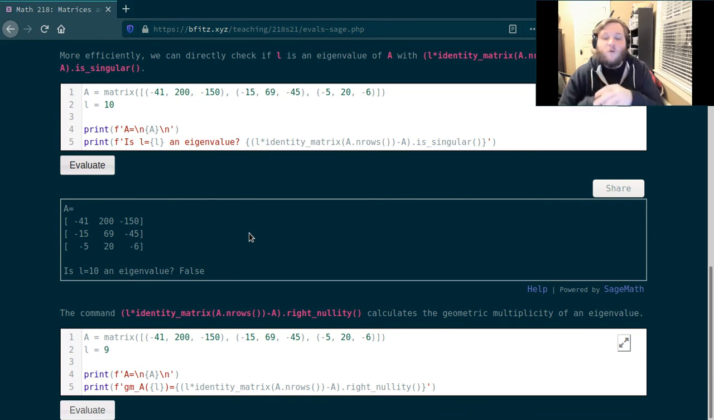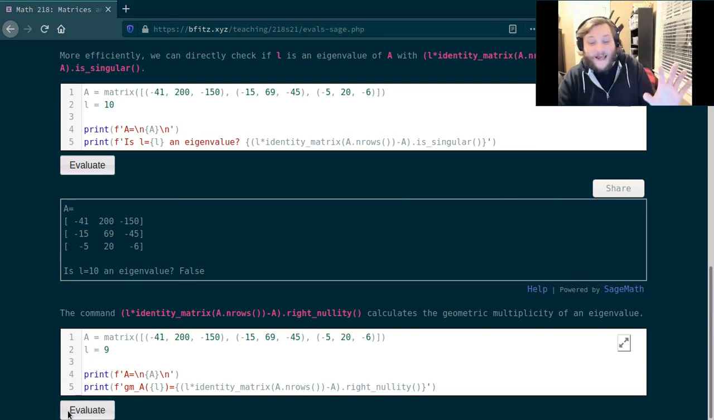And finally, remember the last part of the lecture was this discussion of geometric multiplicity. The geometric multiplicity of an eigenvalue is the nullity of the associated characteristic matrix. So remember in Sage, the right syntax to call the nullity of a matrix is right underscore nullity. So here what I'm doing is I'm saying, to figure out the geometric multiplicity, we input L times the identity matrix minus A, and then we hit dot right nullity, and that will give us the geometric multiplicity.